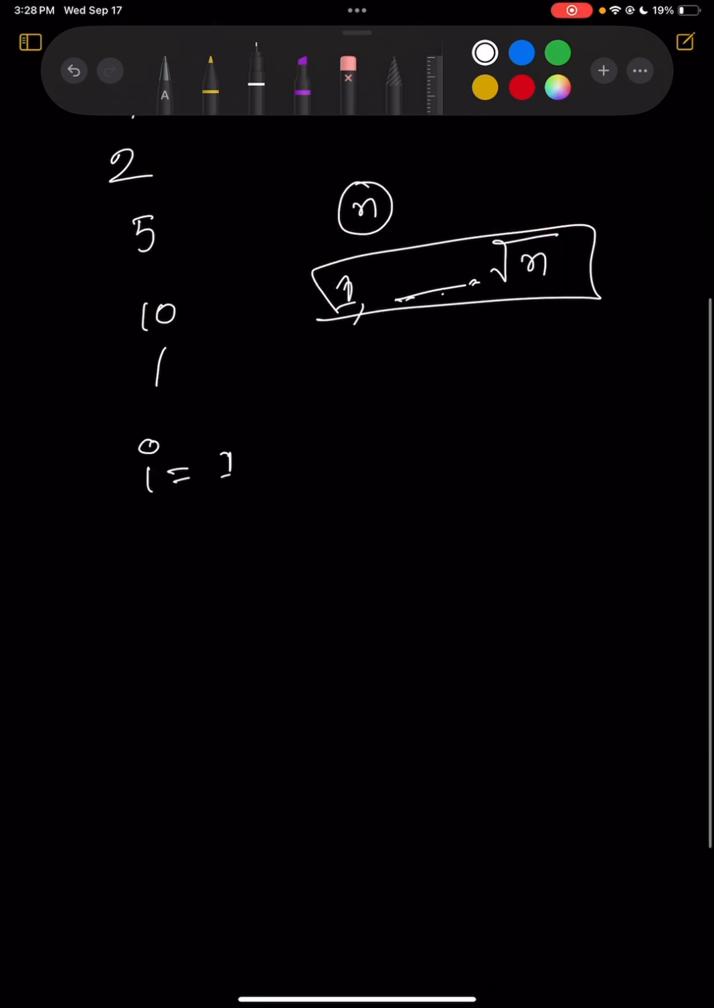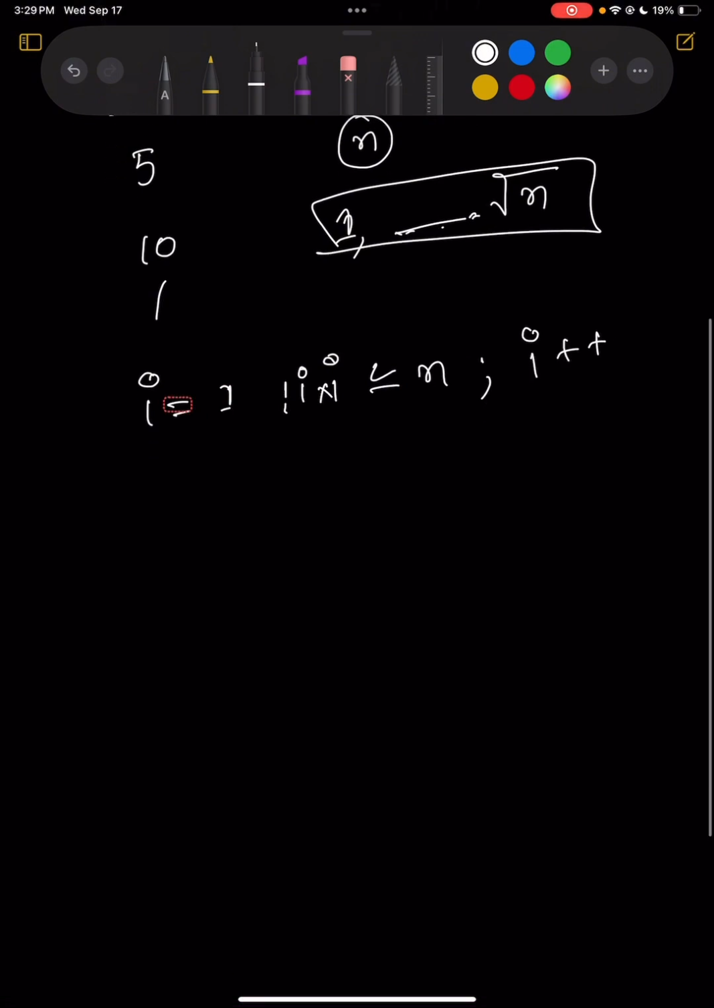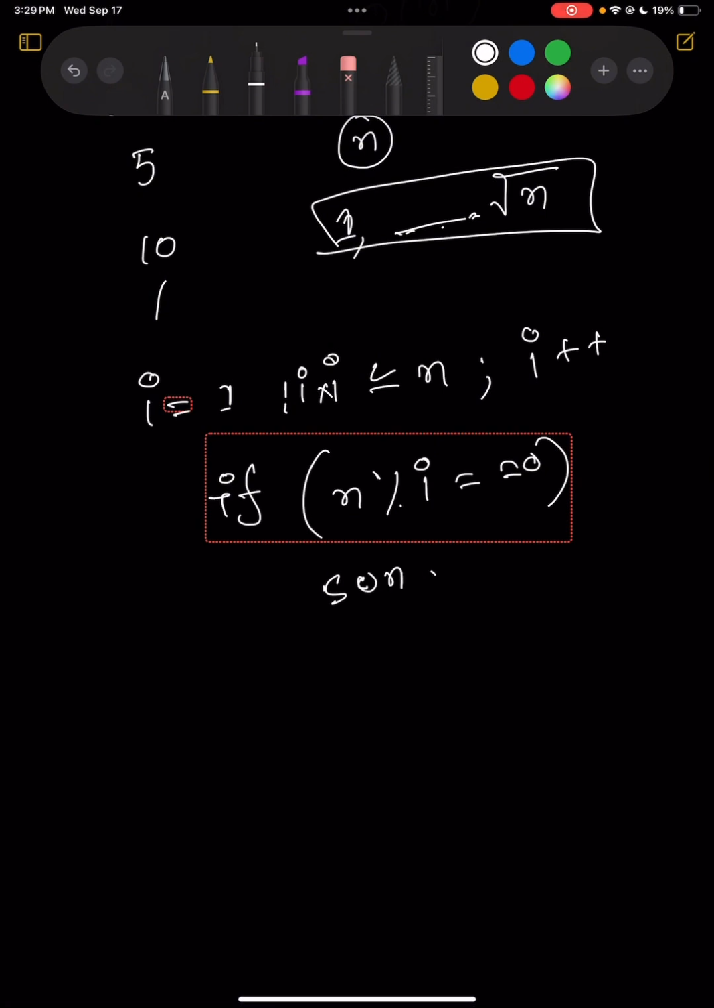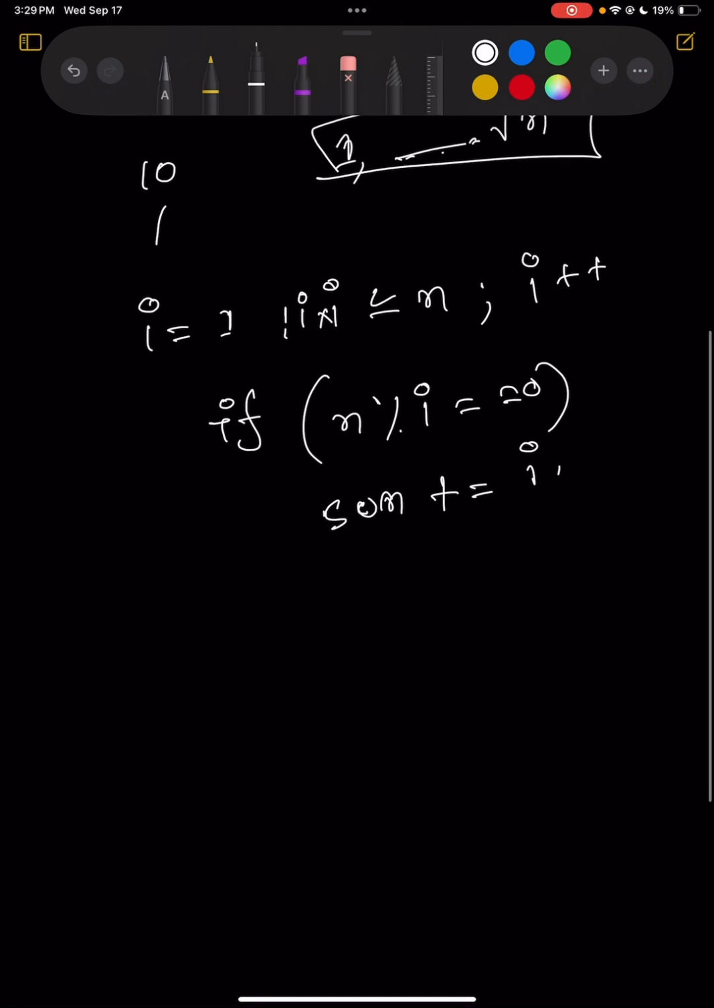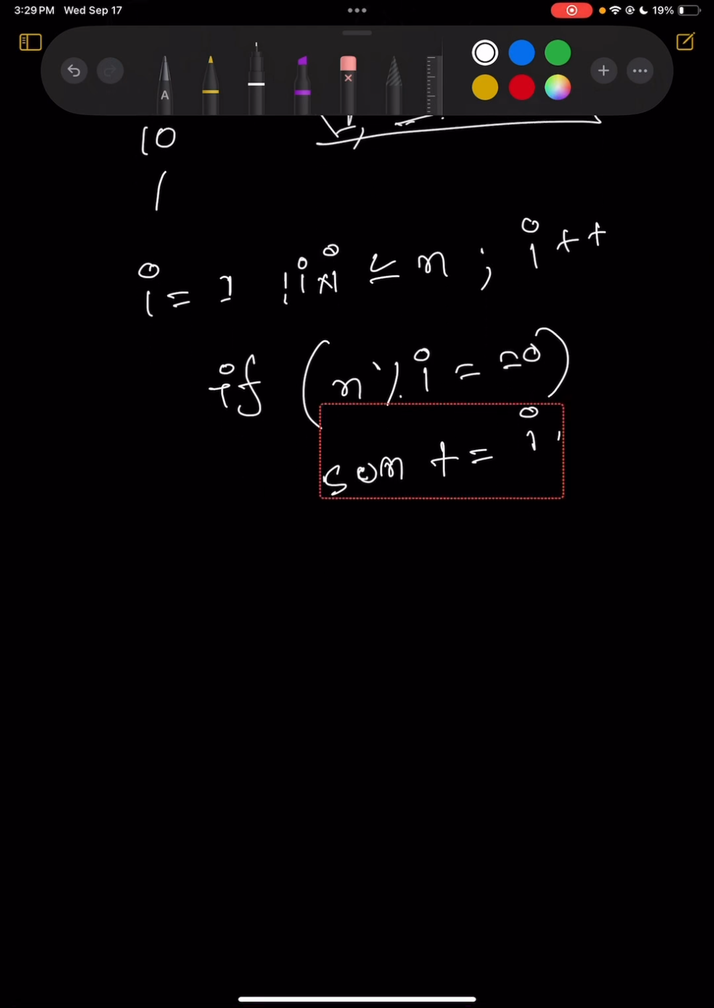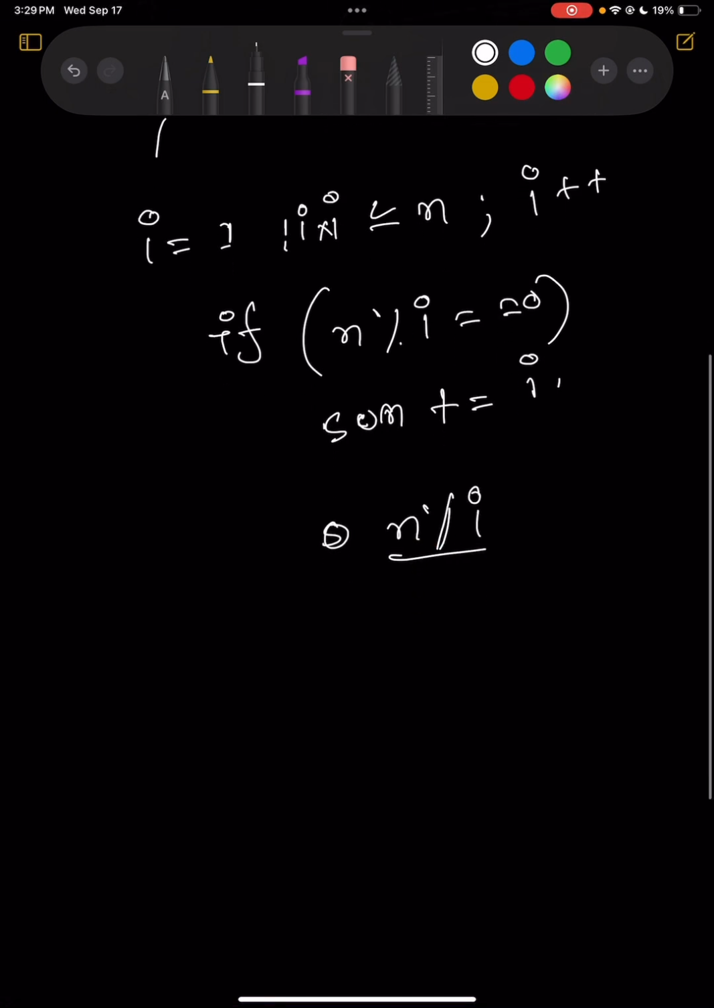I equals 1, and I goes till the square root of n, that is I times I less than or equal to n, and I plus plus. So we can say if n is divisible by I, then we find a divisor I, and there is another divisor, n by I, which is also a divisor, so we can add that too.